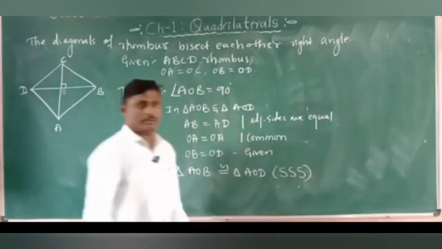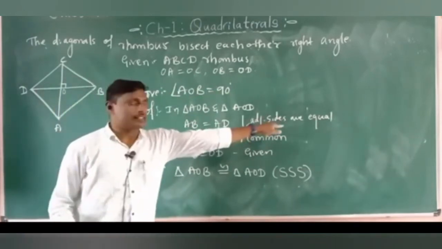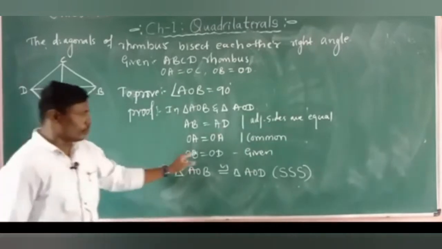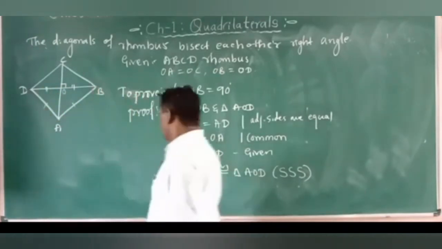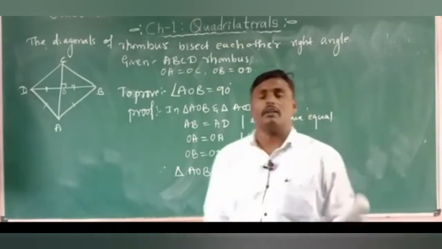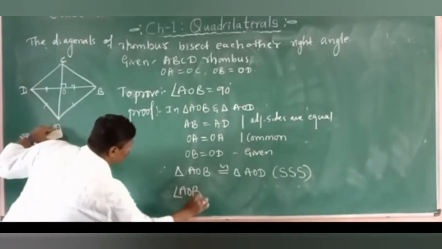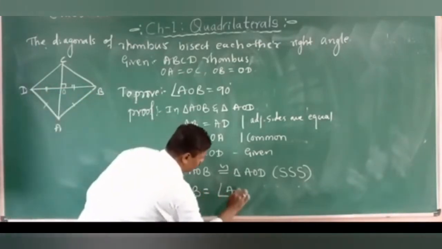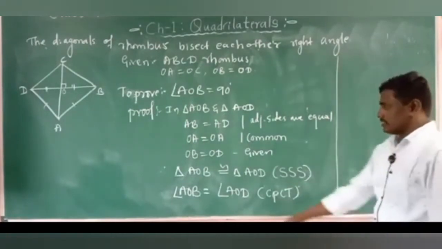Here we are considering two triangles. In that, AB is equal to AD. These two are the adjacent sides of the rhombus. OA and OA are the common side for these two triangles. Next, OB is equal to OD, the bisected parts of the diagonal, right? Therefore, the given two triangles are congruent to each other. Once we prove that the two triangles are congruent, the remaining parts are equal. Okay. So angle AOB is equal to angle AOD by using CPCT, corresponding parts of congruent triangles, right?